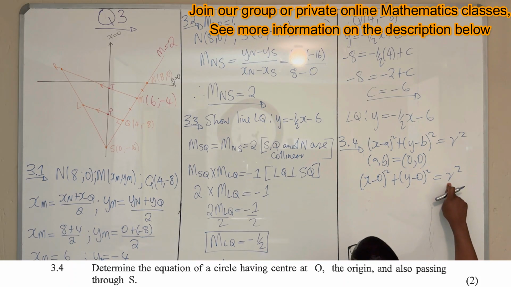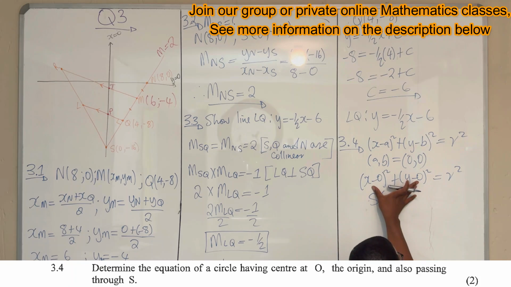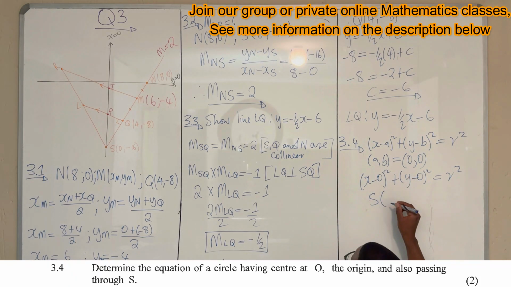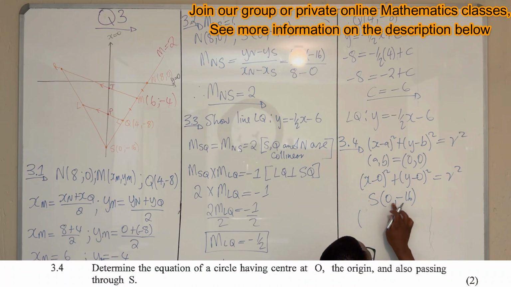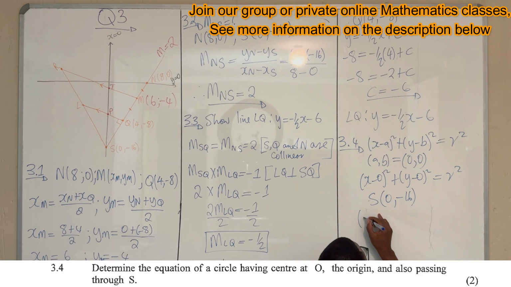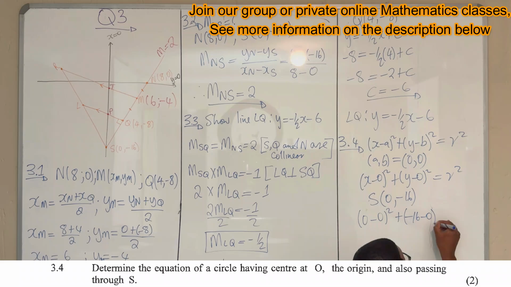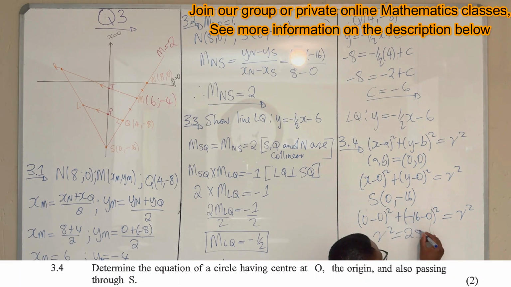To find the value of r, we need to use the coordinates of S, because this circle of ours passes through point S. The coordinates of S are 0 and minus 16, right? So we substitute these points for the x and the y, which are 0 and minus 16, so that we get the square of the radius. So we have (0 minus 0) all squared plus (minus 16 minus 0) all squared, equal to the square of the radius. So the square of the radius is equal to 256.